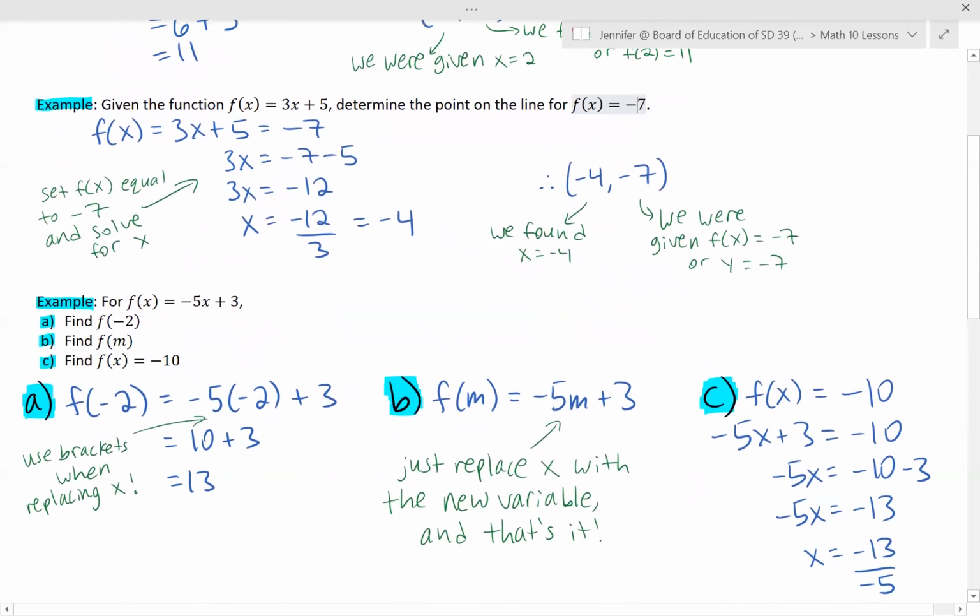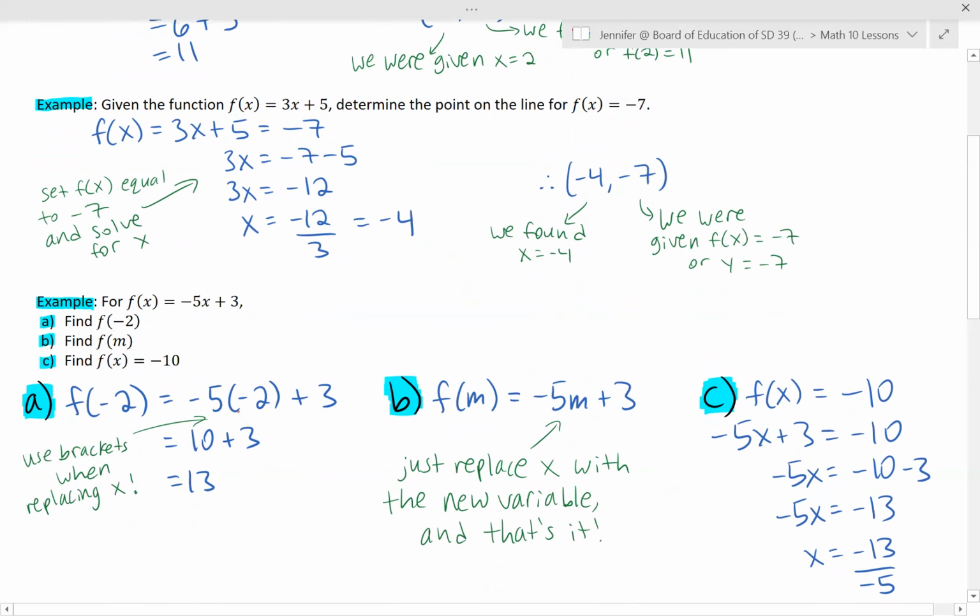Another larger example here, for the function f of x equals negative 5x plus 3, the first one is we want to find f of negative 2. So f of negative 2, we would write the exact same function now down, but then replace the variable x with the number that we're given, which is negative 2. And make sure you replace it in brackets so that you have the correct sign.